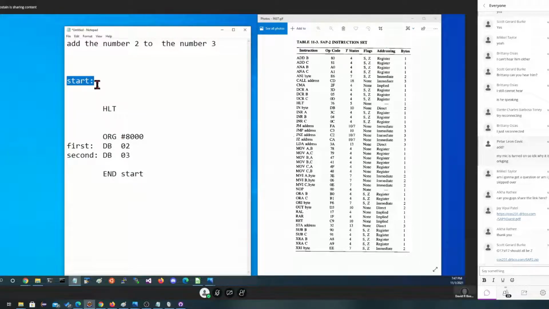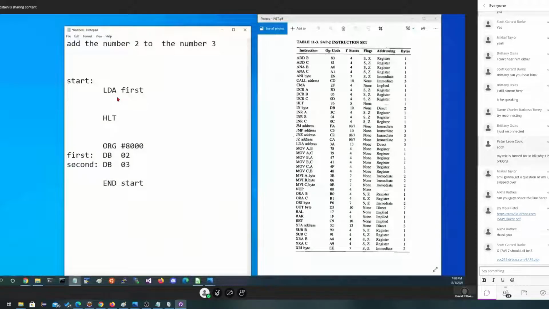So I would put my label at the very beginning, and then I'd put my first instruction immediately after. So anybody have an idea of what instructions I might use in order to make this happen? Okay, well, let's talk about a strategy first. First strategy would be, we need to get the number 2 out of memory into a register. What instruction will let us do that? Scott? Load accumulator. So I can do a load accumulator from first.